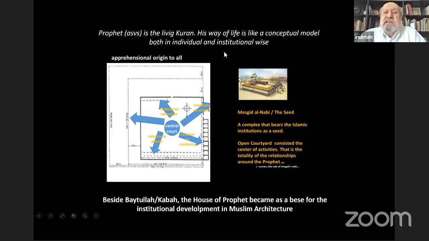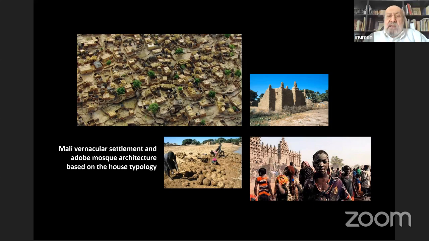So as the Prophet sallallahu alaihi wasallam is the living Quran, his way of life gives us a conceptual model, both individual and institutional wise. So besides Baytullah, the Bayt, the house of Allah, the Kaaba, the Prophet's house becomes a base for the institutional development in the Muslim architecture. So if we see that since when Islam is spreading, there were no existing mosque where they start preaching Islam.